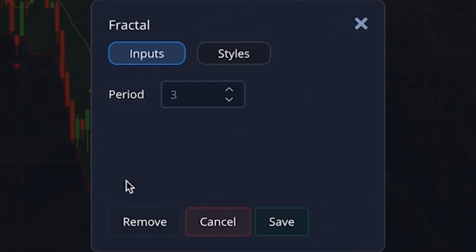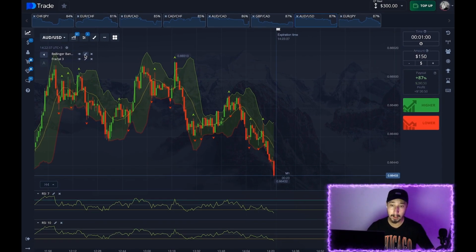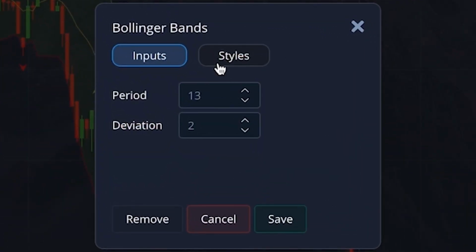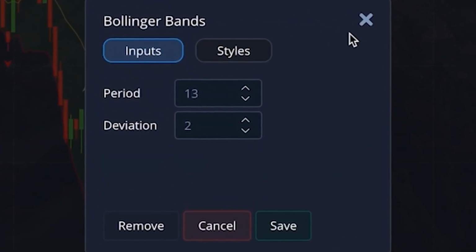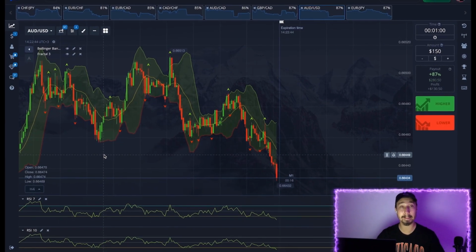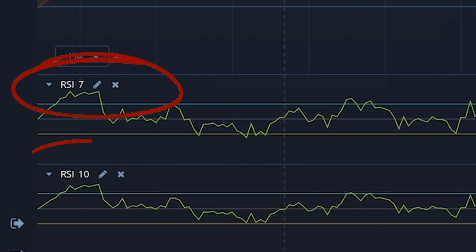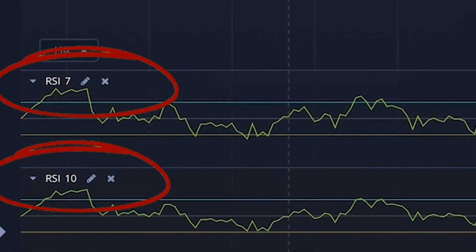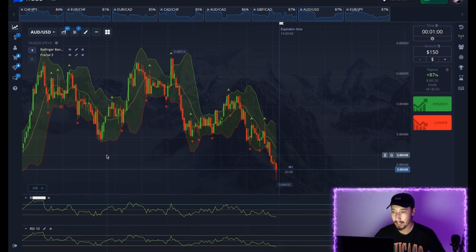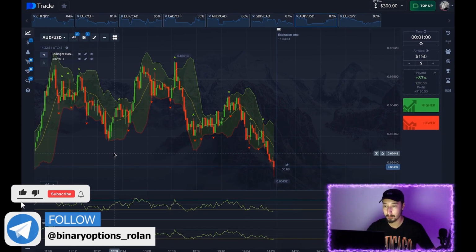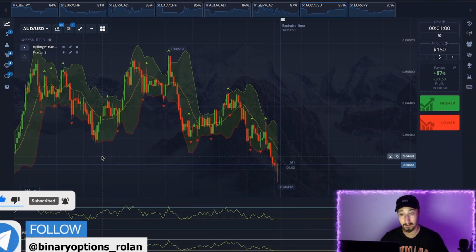We're using Bollinger Bands. According to the settings, there's a fractal with a period of 3, respectively a Bollinger Band with a period of 13 deviation of 2, and 2 RSI oscillators. The first one I will have with a period of 7, and the second one with a period of 10. So that's the strategy for today. For this nature of the movement, I selected exactly these settings for these indicators.